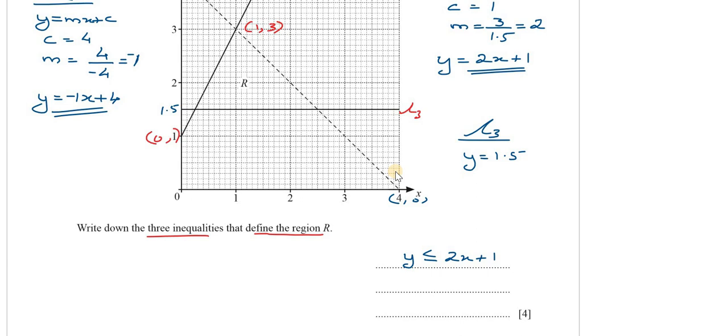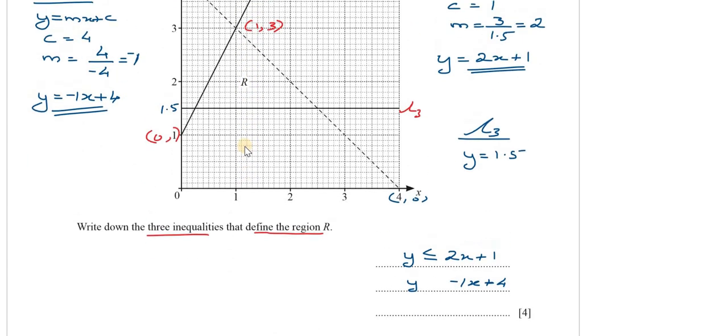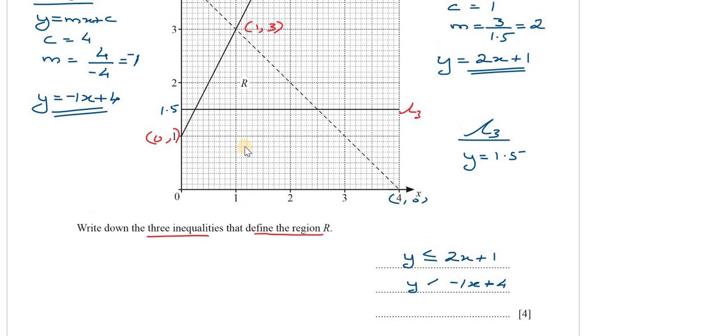Now I am taking the second line L2. It is y equals minus 1x plus 4. Minus 1x is the same as minus x. Now we will fix the inequality here. The L2 line is a dotted line, and the region is below this line, so it is less than. Since it is a dotted line, it is only less than. There is no equal sign here. If it is a dotted line, put only less than or greater than.